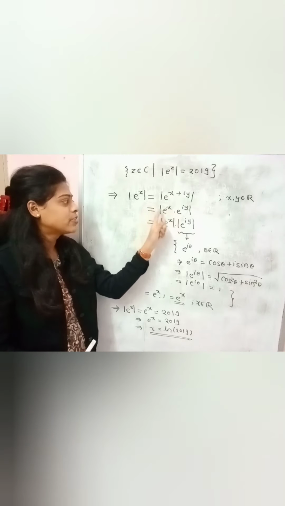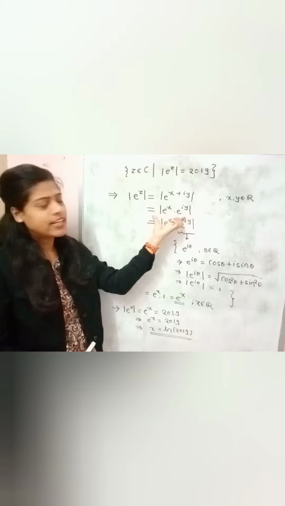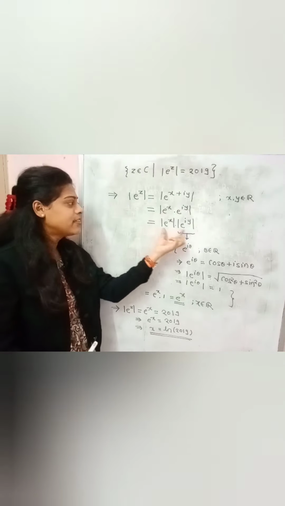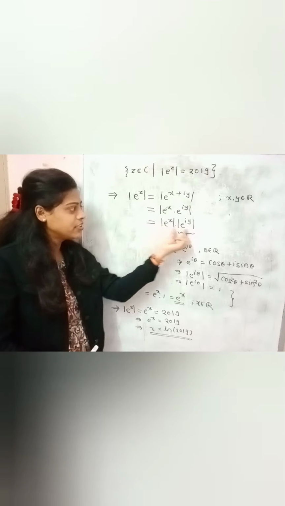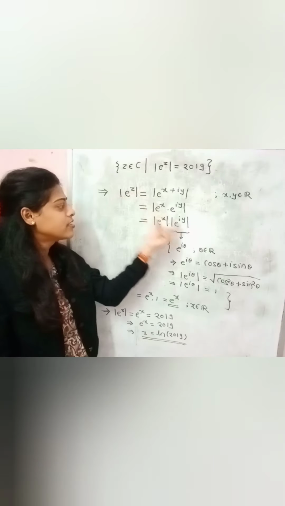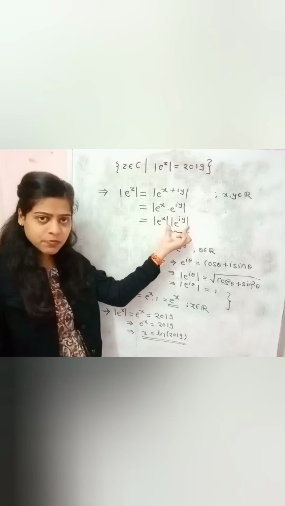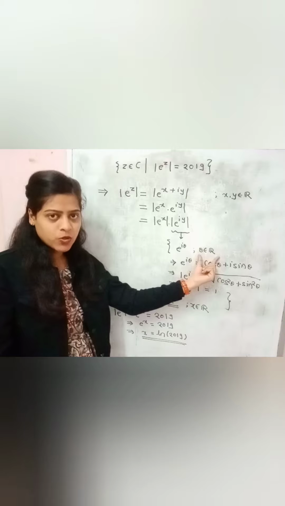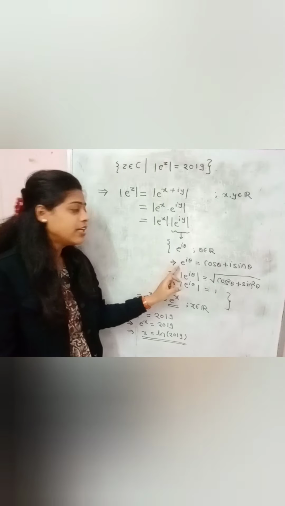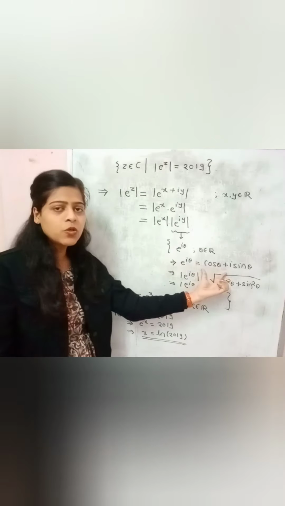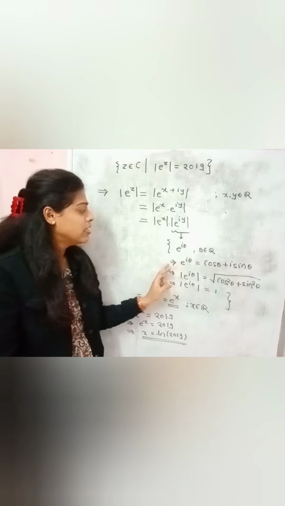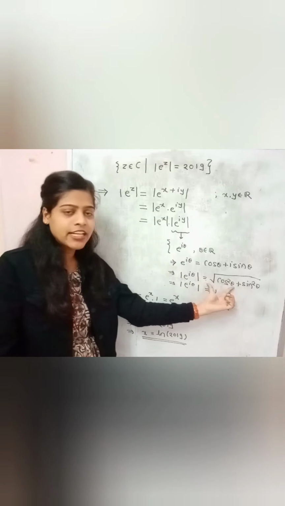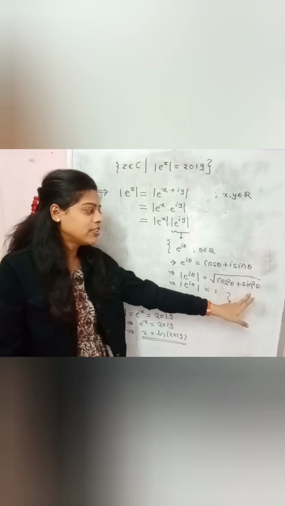By the property of the exponential function, we can write it as the modulus of e raised to x into e raised to iy. Then separate the modulus, that is, modulus of e raised to x into modulus of e raised to iy. To solve this question we only consider this part. In general, if we take e raised to i theta where theta belongs to the real numbers, then Euler's theorem says e raised to i theta is equal to cos theta plus i sin theta. When we take its modulus, the modulus of e raised to i theta can be represented as the square root of cos square theta plus sin square theta.